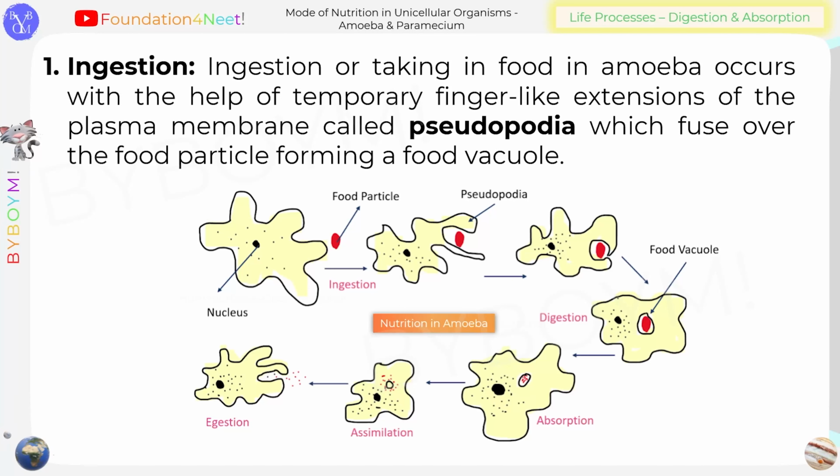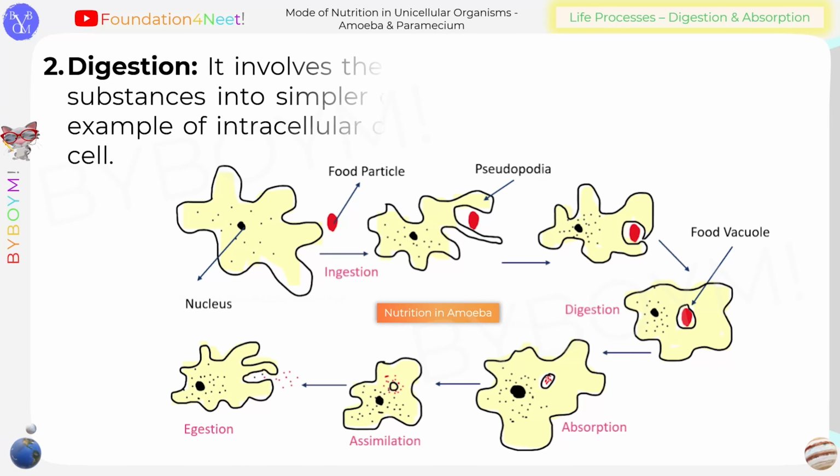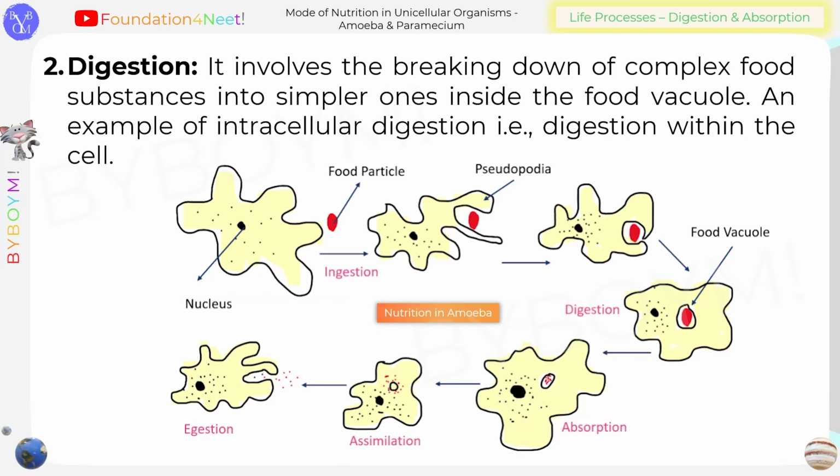The second step is digestion. Digestion means breaking down of large biomolecules into smaller biomolecules. Since in amoeba the digestion is happening inside the cell, it is known as intracellular digestion. So as soon as the food particle is engulfed, it will form a food vacuole inside the amoeba. And inside the food vacuole, digestion would happen, the breaking down of whatever food particle amoeba has engulfed into simpler particles so that they can be absorbed.